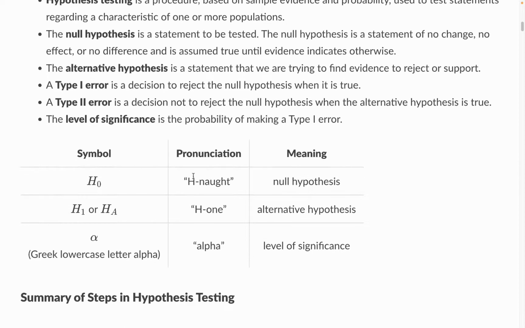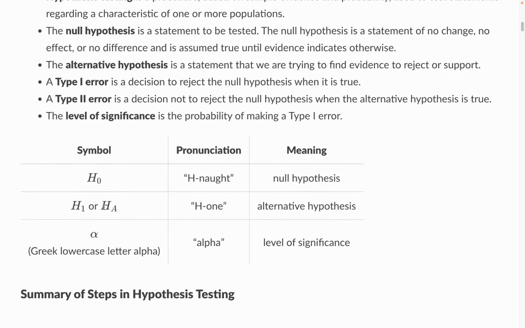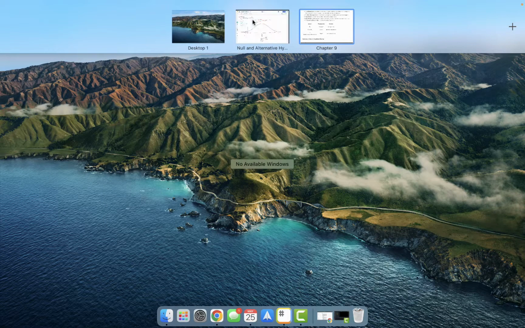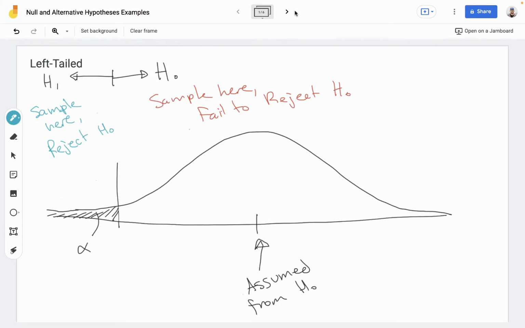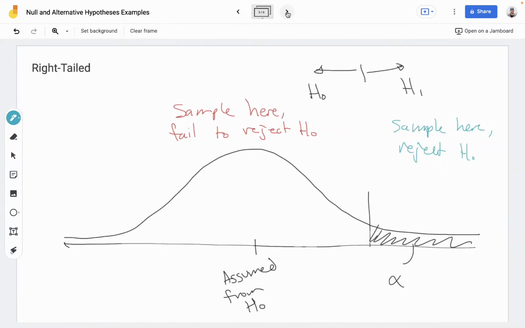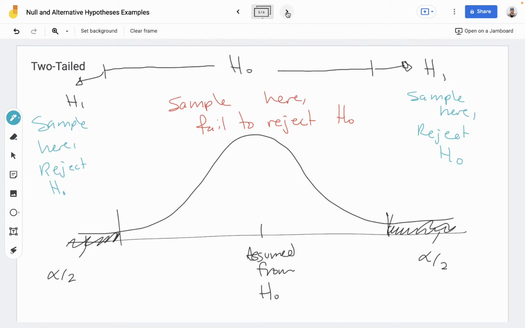So the null hypothesis is H naught. That is going to be in the middle of the distribution. HA is going to be an alternative belief, which might be on the left side or below, on the right side or above, or could be either. So what we have is three types of hypothesis tests: left-tailed, right-tailed, and two-tailed.